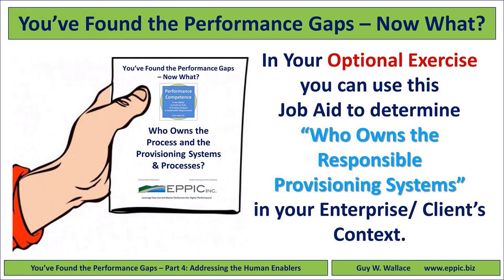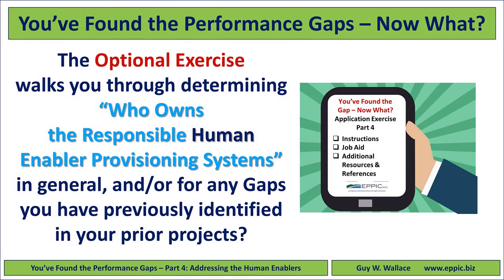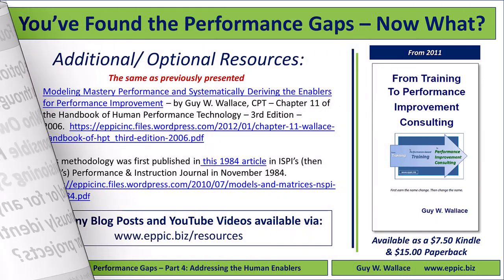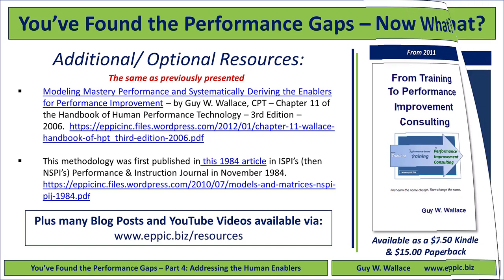There's an optional exercise that you can use, similar to the one that you've previously done in the prior segments. You can apply this to something that you've done in the past or a current state effort. I have additional optional resources. These are the same as were presented before. I have blog posts and YouTube videos that you can search for on my website. I have my 2011 book, From Training to Performance Improvement Consulting. This addresses these EPI models.